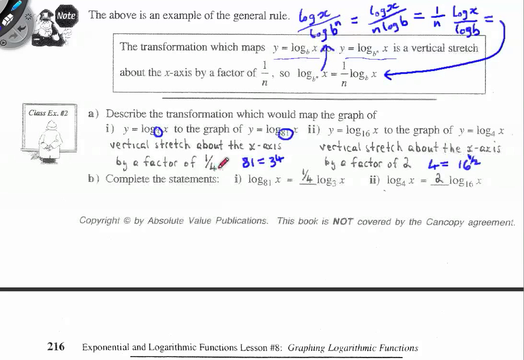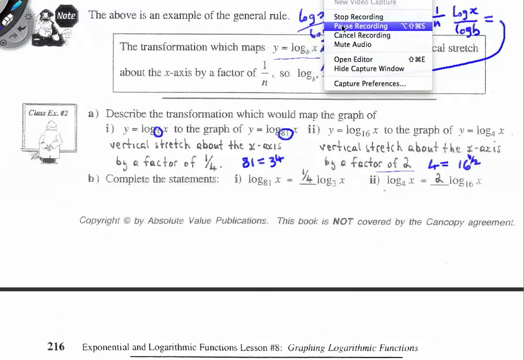In the second one here, we have log x base 16 and log x base 4. So how is 4 related to 16? Well, 4 is 16 to the exponent of a half, the square root of 16 in other words. So 1 over n here is really 1 over a half. Well, 1 over a half is really 2. So we have a vertical stretch by a factor of 2. You may want to pause the video here and go over that and think about that again. And now I'll page down.